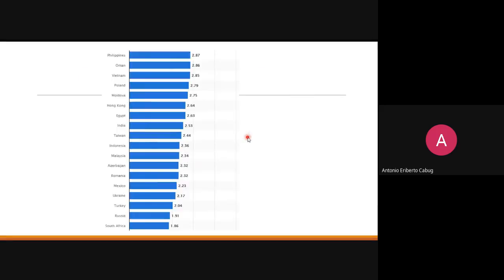Now, if you go to the cheapest Big Mac, the country with the cheapest Big Mac is South Africa, as far as this table is concerned. The cost of the Big Mac there is only around $1.86. In the Philippines, the average cost of the Big Mac is $2.87. If you multiply that by 50, that is around 140 pesos, right? The Big Mac is around 140 pesos here.